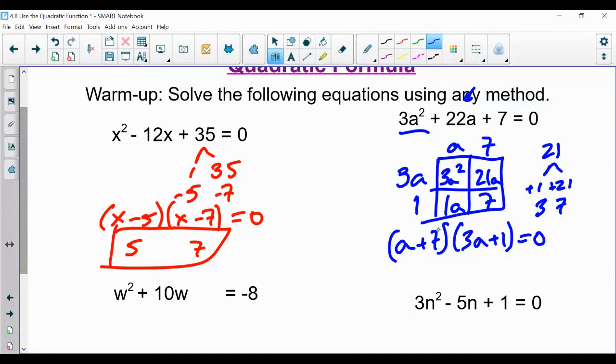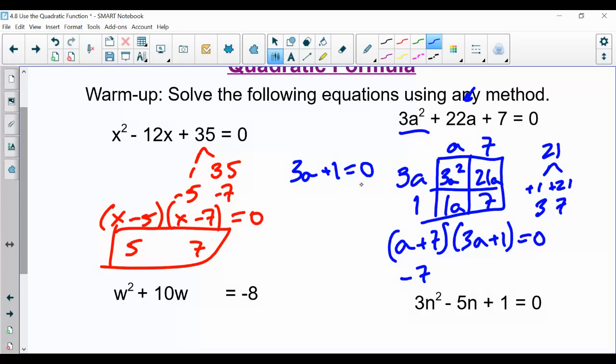Now, once again, we have to look at what makes these 0. This one's pretty easy to figure out. It's negative 7, but this one is more difficult. If I want to know what makes this equal 0, just set it equal to 0 and find out.